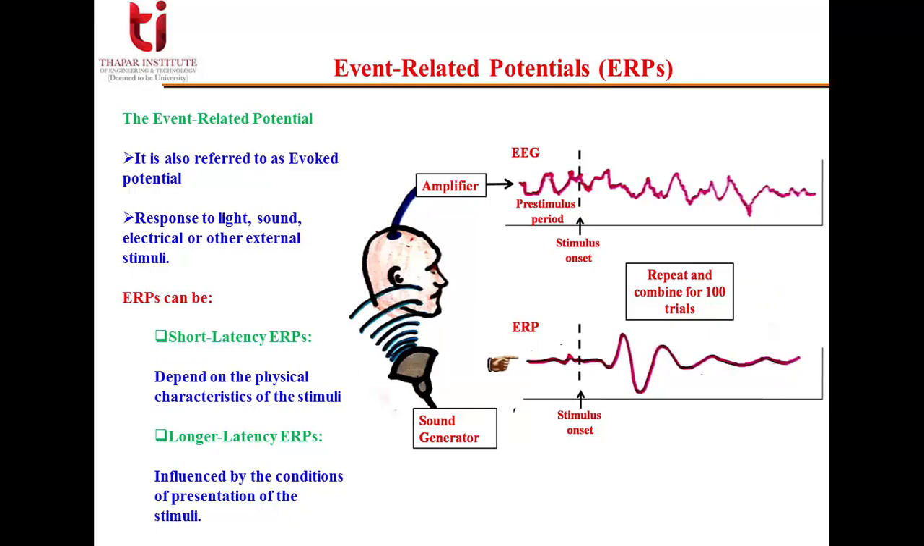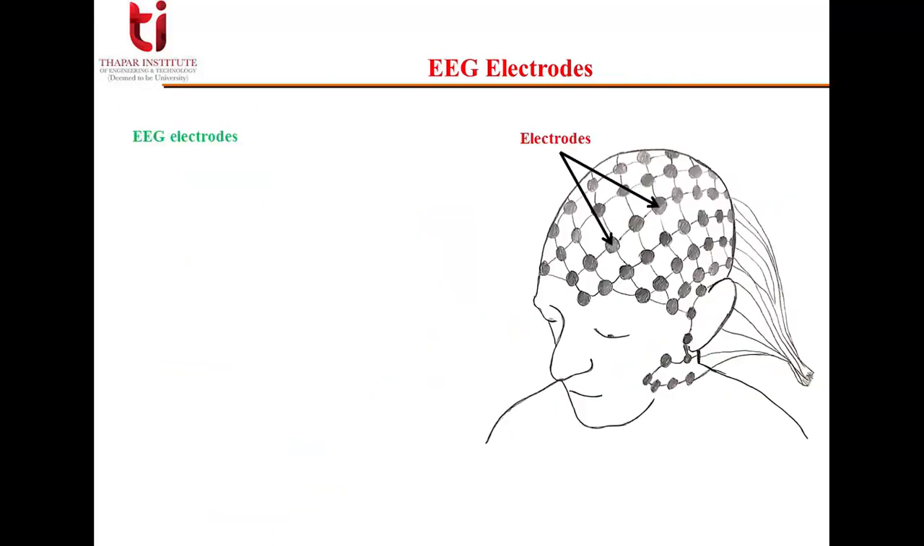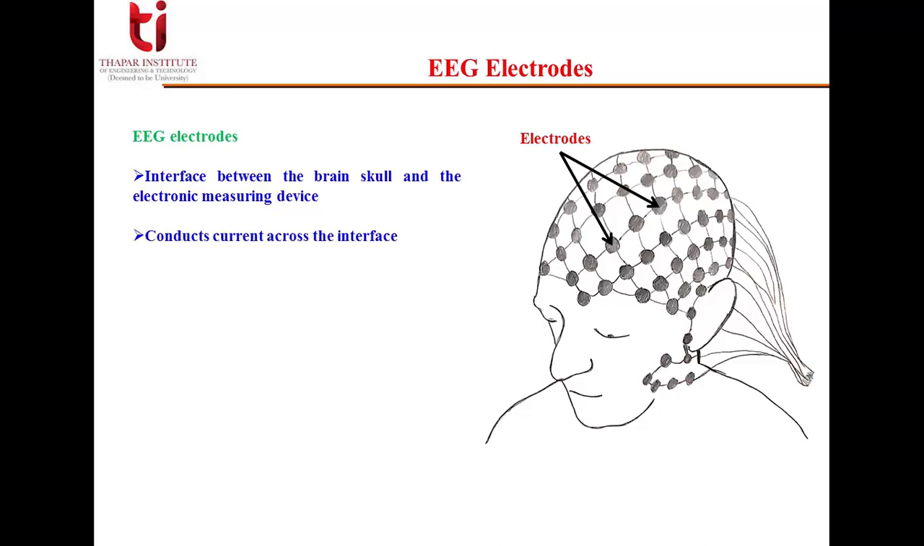Now, let's learn about the EEG electrodes. Electrodes are the interface between the brain, skull and the electronic device. They conduct current across the interface. The most commonly used electrodes for recording EEG signals are the wet silver or silver chloride electrode, which mainly uses a gel in between. It can also be a dry contact, insulated electrode, or non-contact electrode.